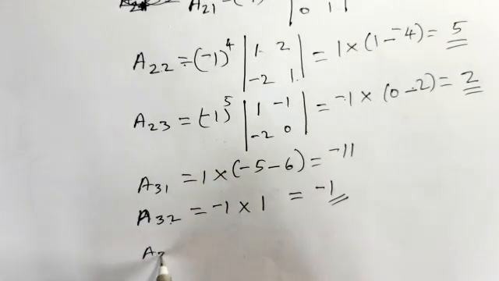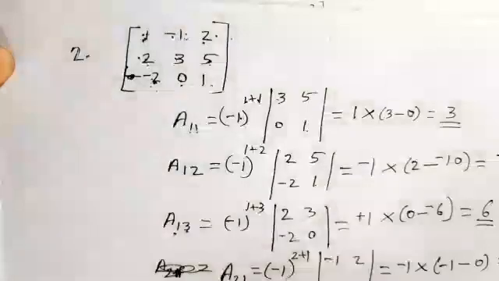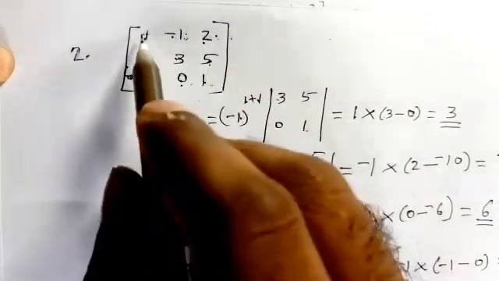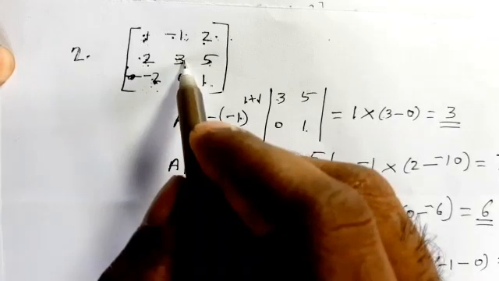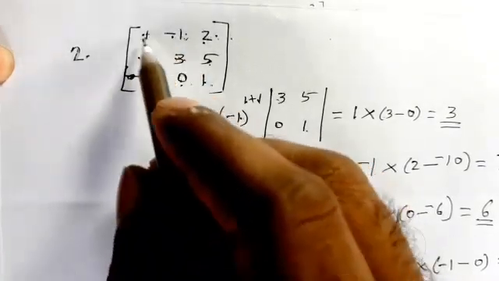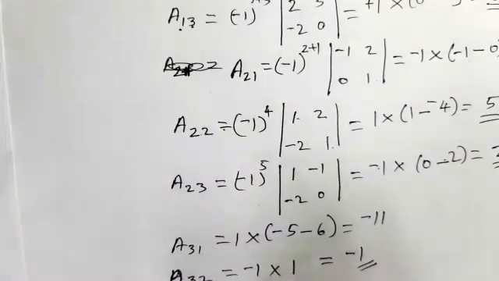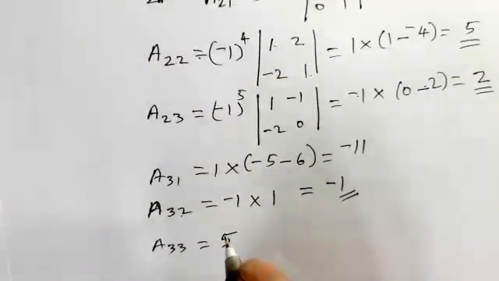Now the last element, A33 is equal to... A33 means 3 plus 3 is even, so positive. So this is that element. This column and row will be eliminated. 1 into 3 is equal to 3. 3 minus, and this minus also coming, means 3 plus. 2 ones are 2. So 3 plus 2 is equal to 5. So 5 is the answer.